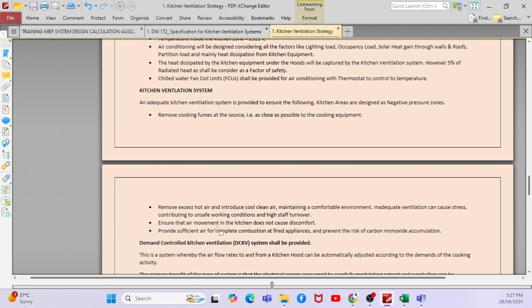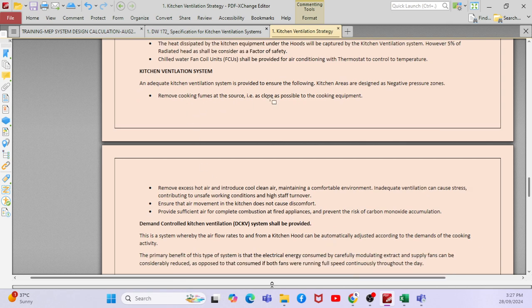Ensure that air movement in the kitchen does not cause any discomfort. Provide sufficient air for complete combustion at fired appliances and prevent the risk of carbon monoxide accumulation. This is similar to the generator. Remember, we provide oxygen to the generator room for the combustion. Similarly, there is a requirement of fresh air for the complete combustion of fired appliances. If you don't have proper oxygen, it may not be possible to operate your equipment. So this is one of the main important subjects for the kitchen ventilation system.